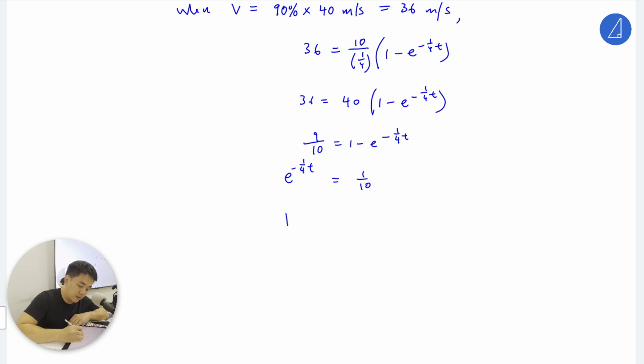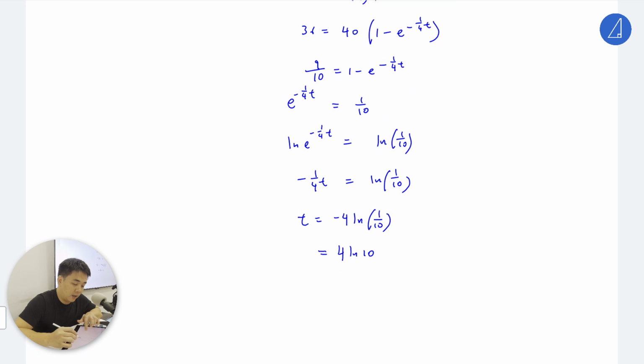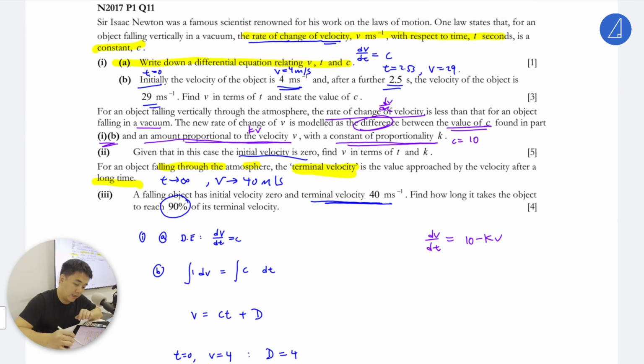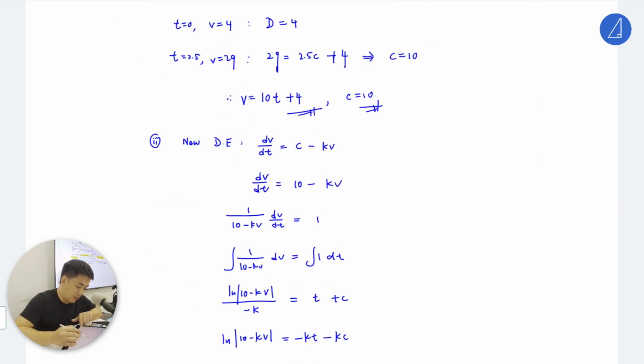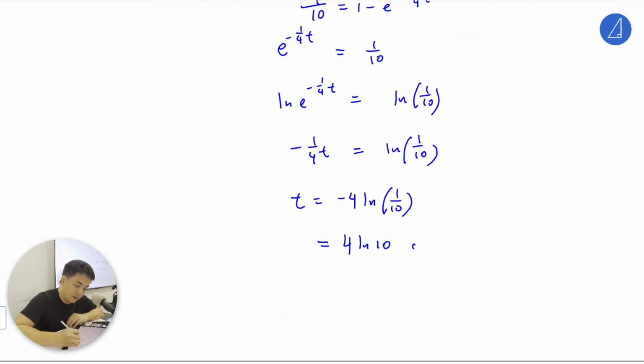Then we're going to take log on both sides. ln of 1/10. There you go. The exact value is 4 ln 10. The time used is in seconds, right? So it's 4 ln 10 seconds. Or you can leave it in 3 significant figures, which is 9.21 seconds. Either way is fine.